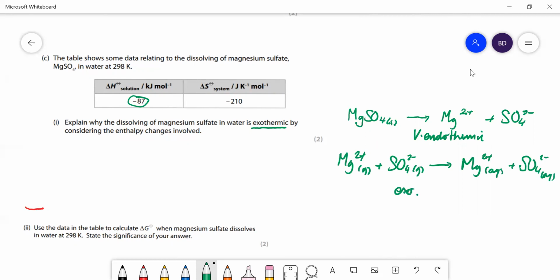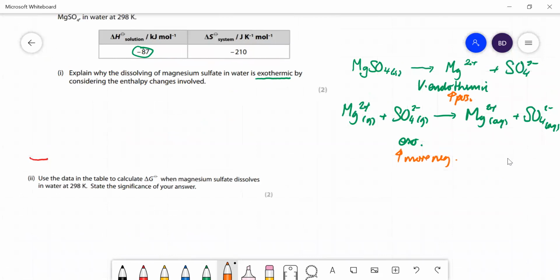Now because this is negative overall, this must be more negative than this is positive. In other words, you get more energy out from the hydration of the ions than you have to put in from breaking up the lattice. And that's not very clear from the wording of the question, that they want that.